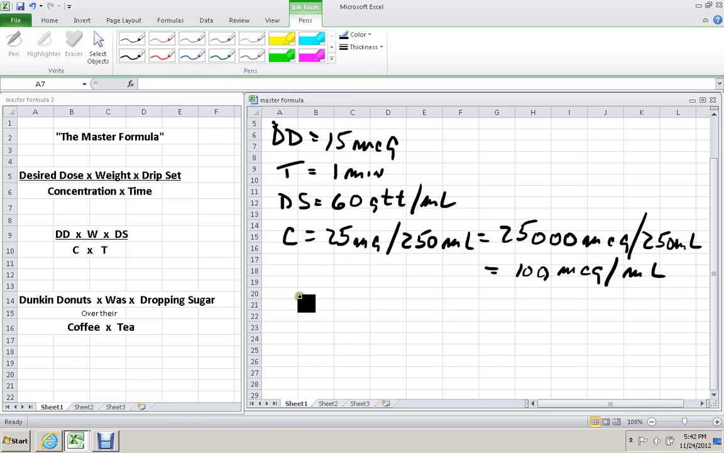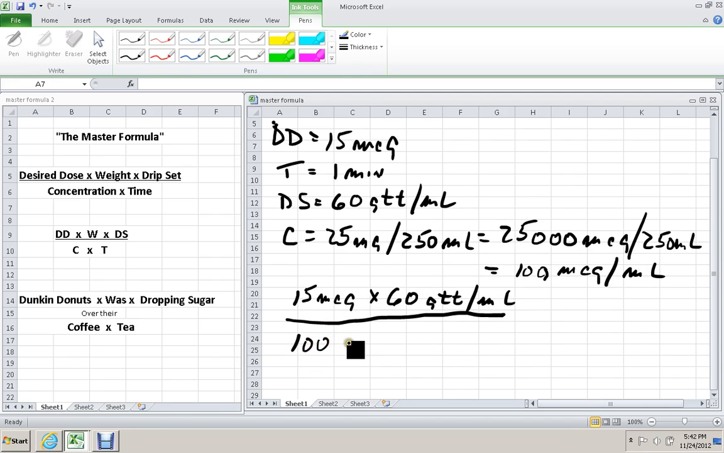Putting that into the formula, desired dose, we have 15 micrograms times the 60 drop set per milliliter, all over the 100 micrograms per milliliter times 1 minute. Whoops. Let's see. All right.